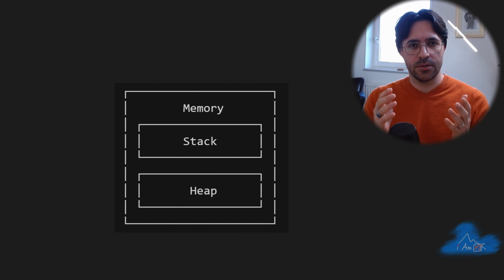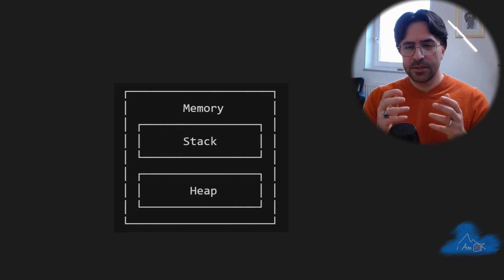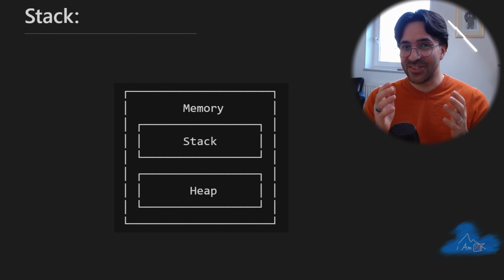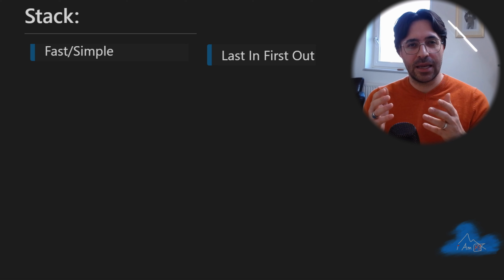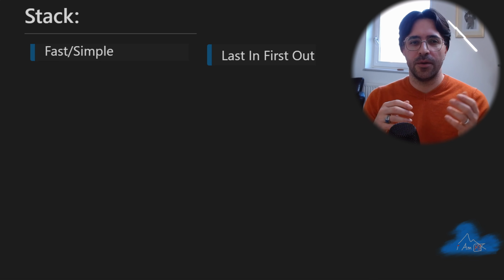To understand variables, we first need to talk about memory. In C#, we mostly deal with two main areas of memory. One is called the stack, and the other one is called the heap. Let's start with the stack because it's the easier one. The stack is fast, simple, and it works in a last in, first out way.